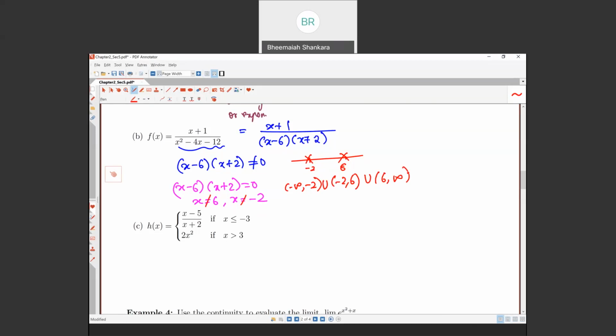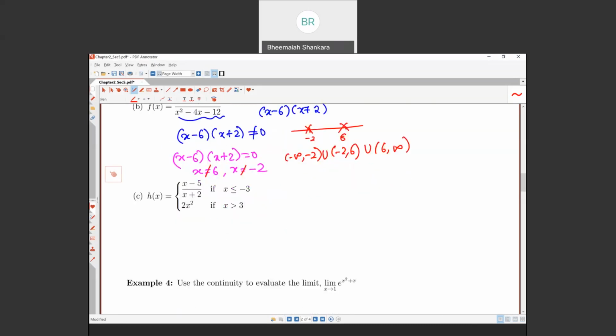The next one is a piecewise function. You have a function defined on 2 interval values. One is x less than negative 3. So let me mark negative 3 and 3 here. For x less than or equal to negative 3, the function is defined as (x minus 5)/(x plus 2). For x greater than 3, the function is defined as 2x squared.